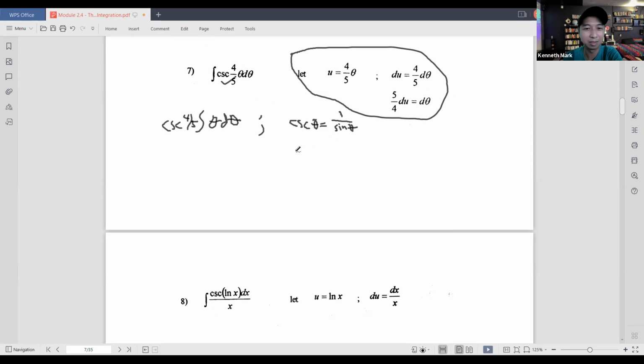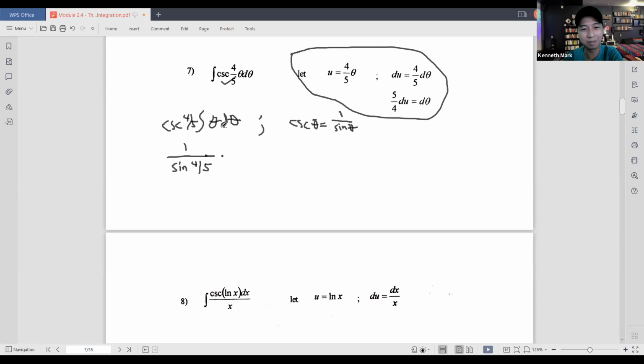So, this is the same with cosecant 4/5. Okay. Or this will become 1 over sine of 4/5, no? Ito. So this is just using the trigonometric functions. So we don't use the substitution. Kasi pwede naman to eh. Ito yung shortcut. Then, multiplied by the integral of theta d theta.